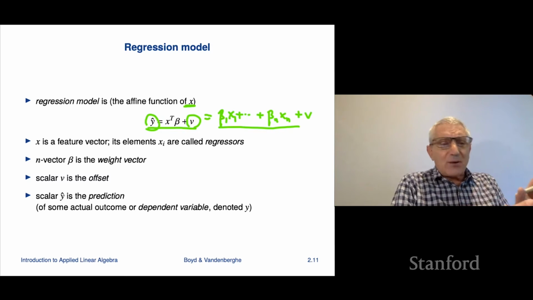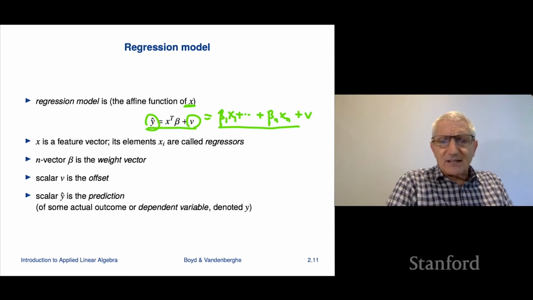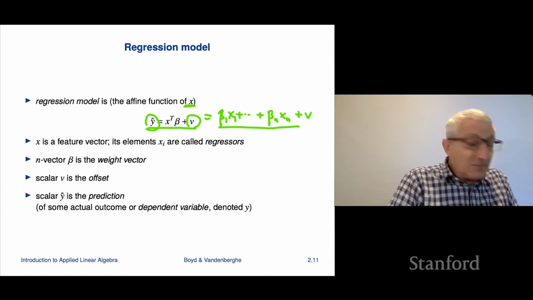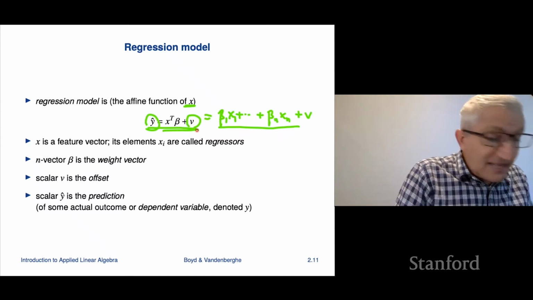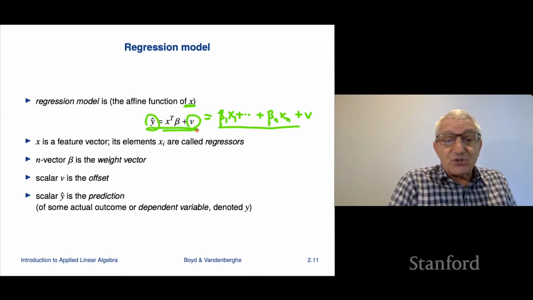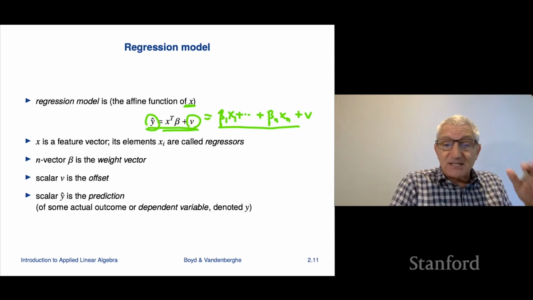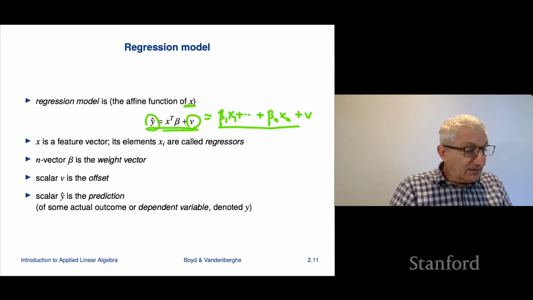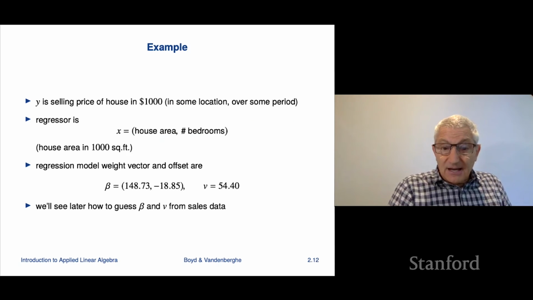Okay, so we'll come back. We're going to be talking about this in great detail later. This is just your first introduction. But the main point is this: that is an affine function of the features. That's it. It's linear plus a constant. Okay, so that's the idea of a regression model.